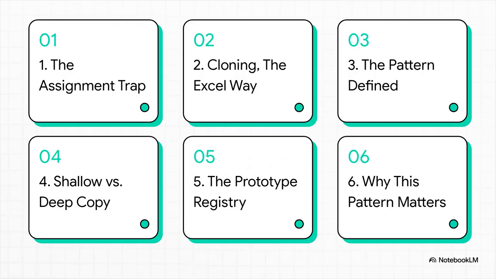So, here's our game plan. We're going to start with a super common coding mistake that I like to call the assignment trap. Then, we'll use a fantastic analogy from Excel to really get a feel for this. After we formally define the pattern, we'll dig into the most critical detail, the difference between a shallow and a deep copy. We'll also check out a cool way to manage our prototypes with a registry, and then we'll wrap it all up with why this pattern is such a game changer.